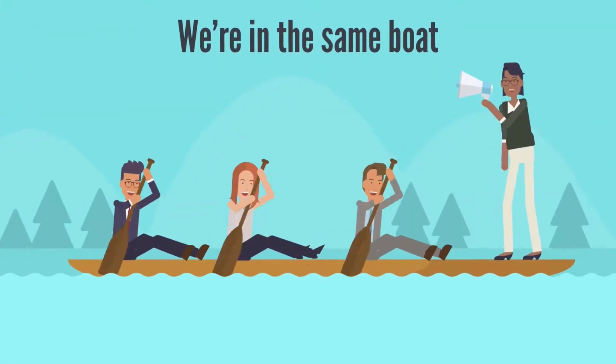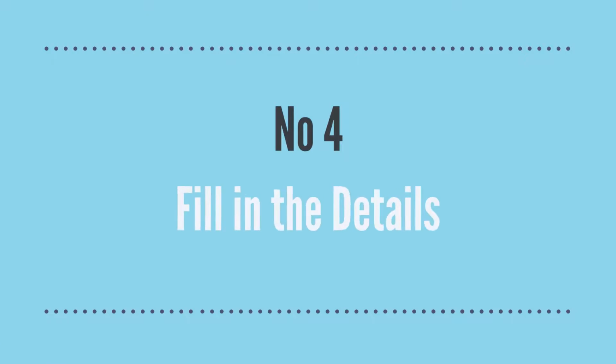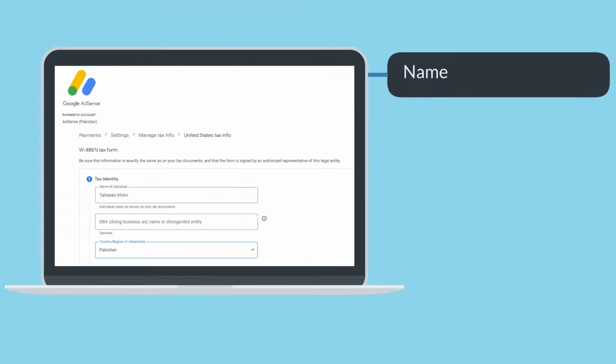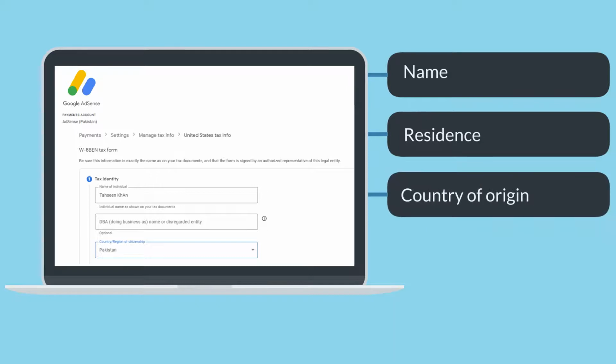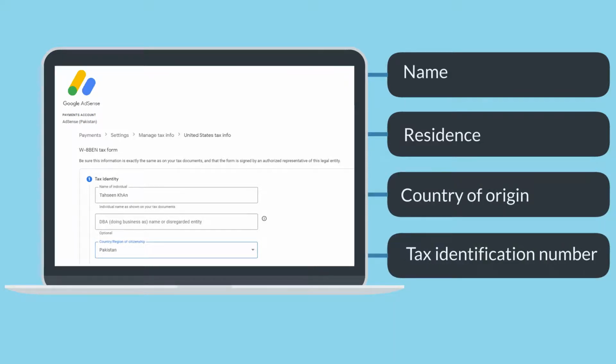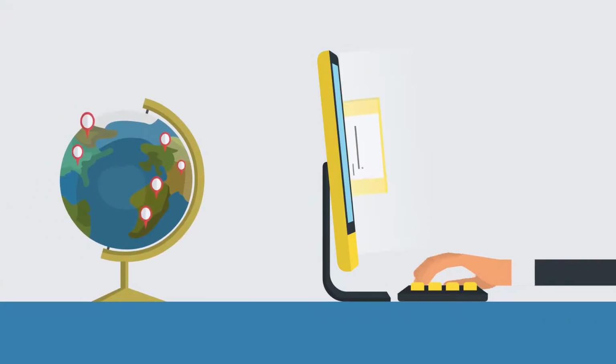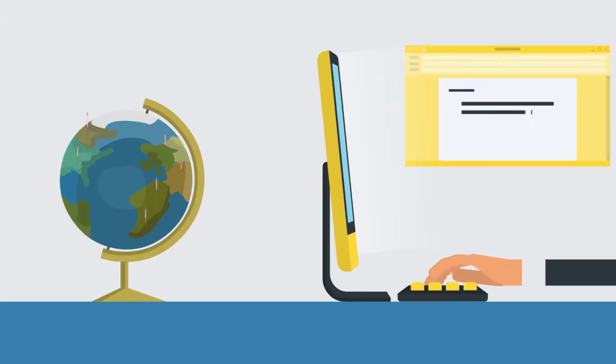Let's just hop to step 4. Number 4. Fill in the details. This step involves filling in the relevant details, such as your name, residence, country of origin, and tax identification number. The details vary for different regions and countries. Remember to do this slowly and carefully.